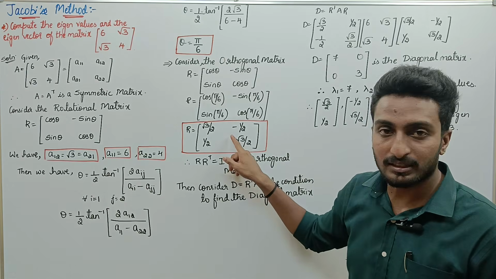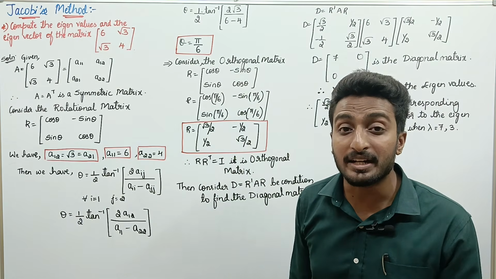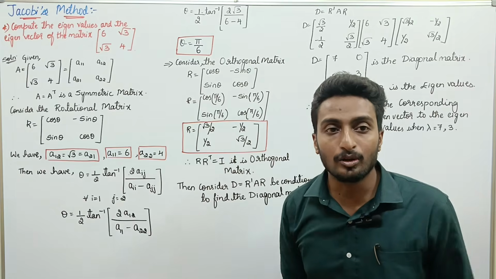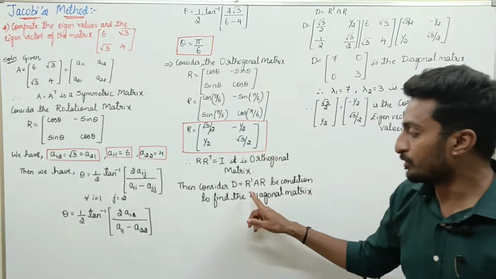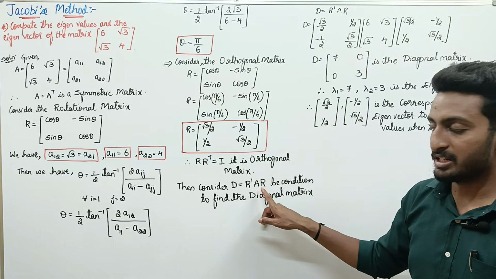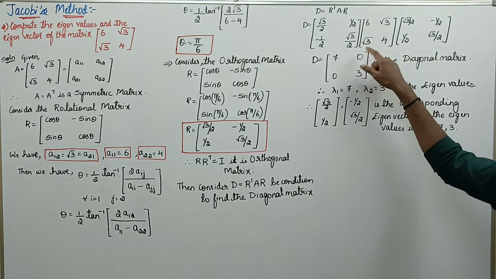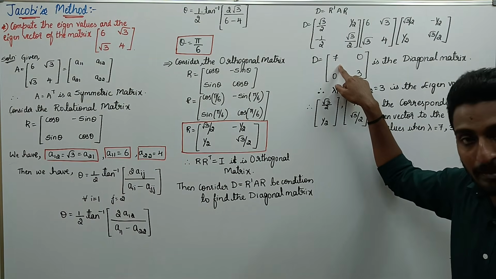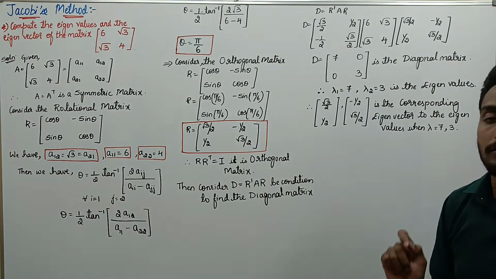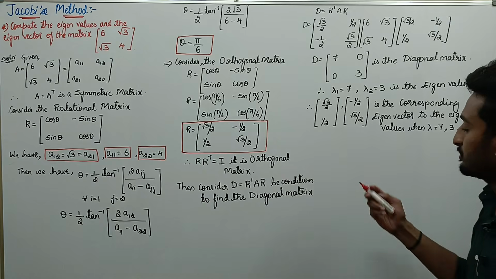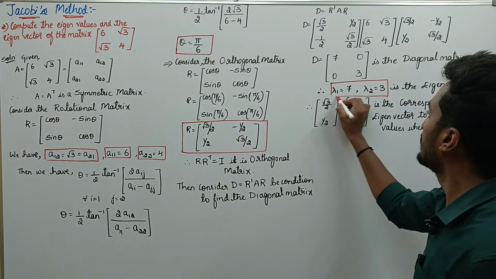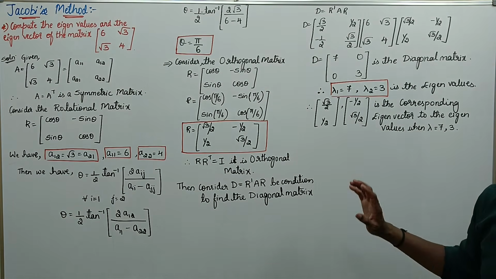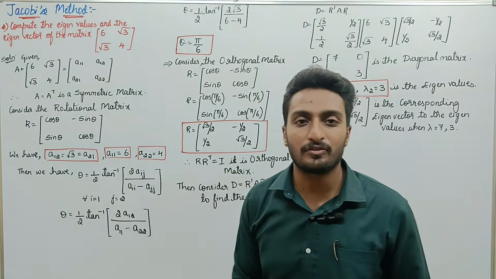After considering R, R into R transpose should be the identity matrix. Only if it is the identity matrix will the diagonal matrix you find be correct. Now, to find the diagonal matrix, you have R dash A into R. Consider the condition, use the calculator, you get the diagonal matrix. Whatever diagonal elements you get, that is 7 and 3, will be your eigenvalues. Corresponding to these eigenvalues, these will be the eigenvectors. Got the point? This is how you are supposed to represent the solution of Jacobi's method.